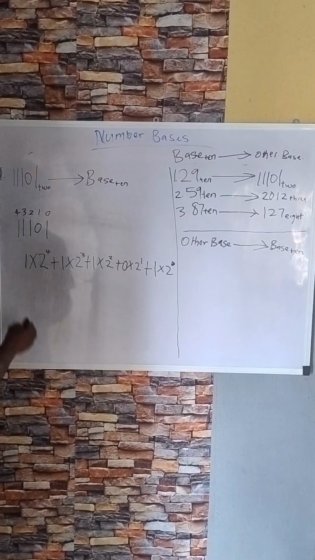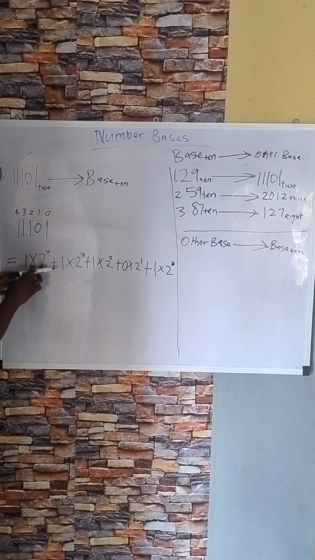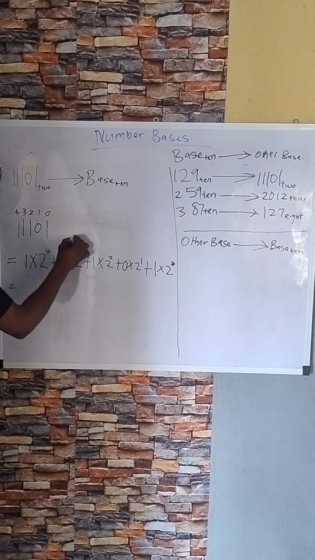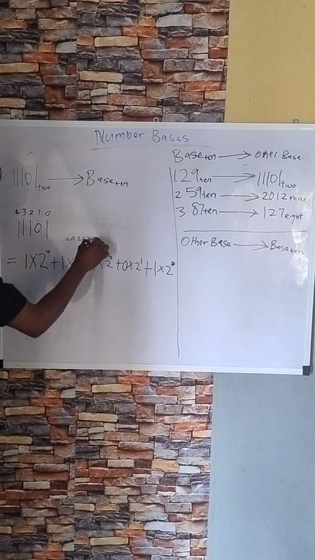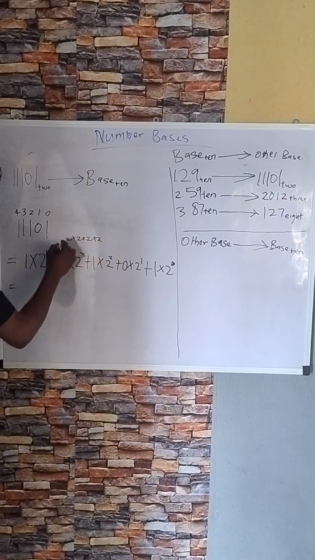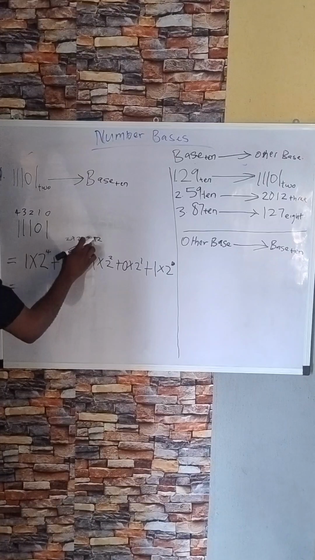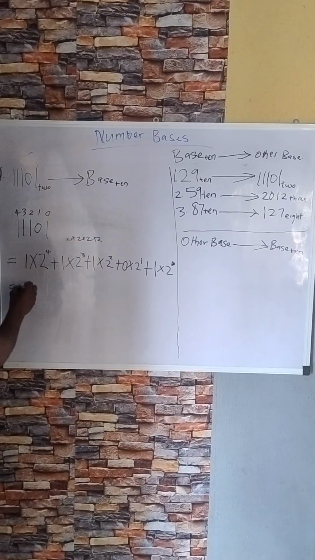So what would this give you? First of all, you know this is indices. You first work the powers out first and then multiply by 1. So 2 to the power of 4 will give us 2 times 2 times 2 times 2. 2 times 2 is 4, 4 times 2 is 8, and 8 times 2 is 16. So 1 times 16 is 16.